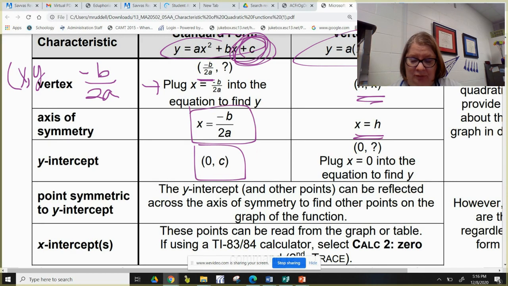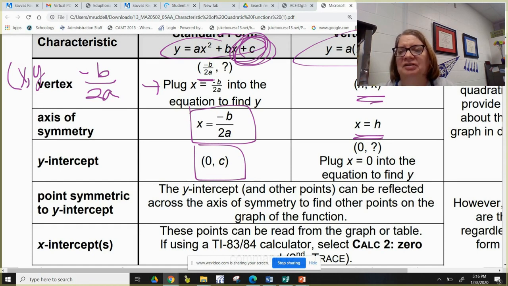Okay, points symmetric to the y-intercept. The y-intercept and other points can be reflected across the axis of symmetry. So we'll look at that. It's a mirror image. And x-intercept, you can find those from a graph or a table. X-intercept is where the y is 0. Or you can use your TI-Nspire, you can use Desmos.